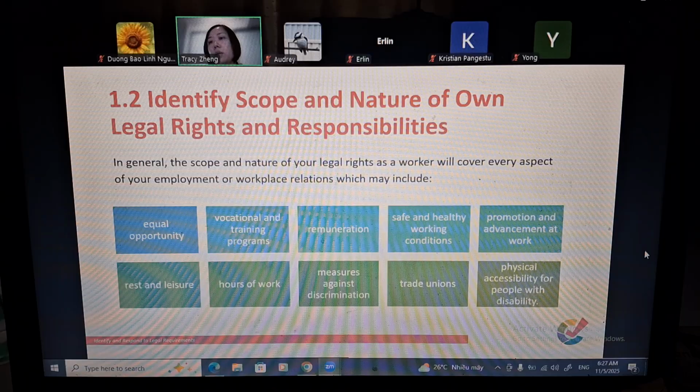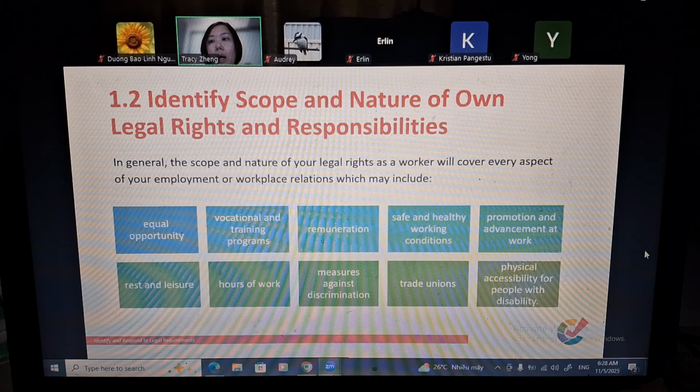For example, as we mentioned, working in an aged care facility or even in a hospital, we are entitled to have our 15 minutes tea break with pay, right? And also a half hour meal break. And if you're working full time, you are entitled to 4 weeks annual leave and also 10 days sick leave, right? Depends on how many hours you work in a week.